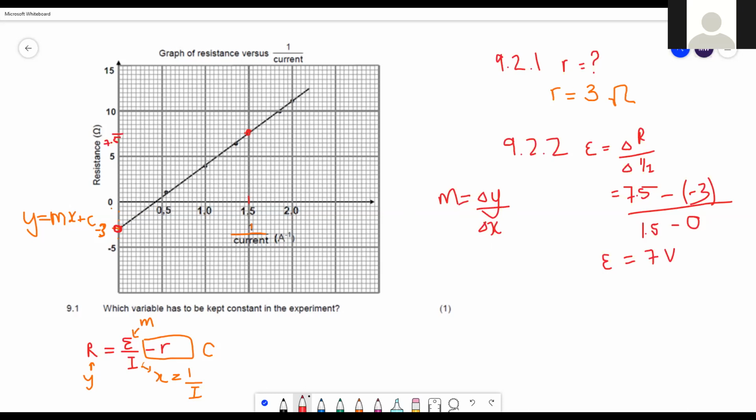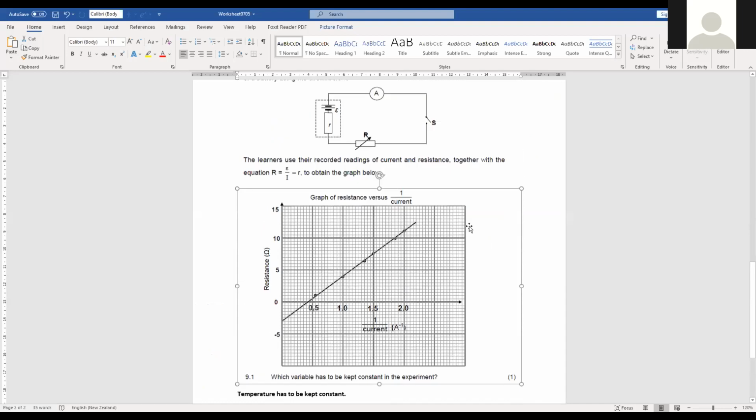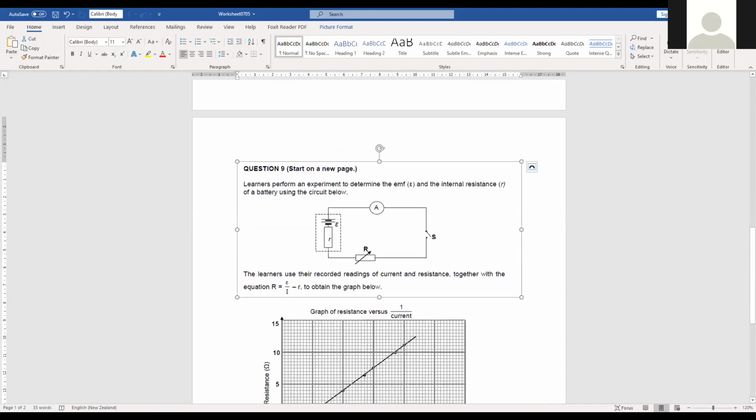Let me go back to the question. Oh, okay, so that's the end of that question paper. Let me just open the other one that was open earlier. Just give me 5 seconds.